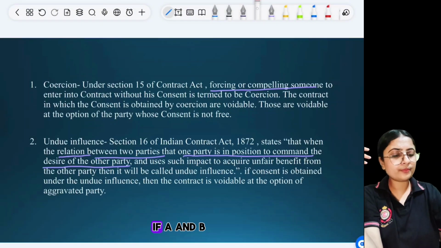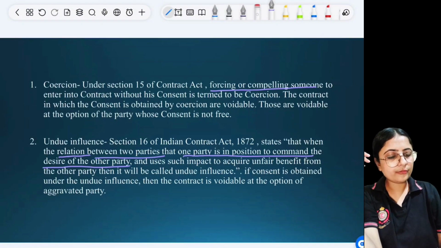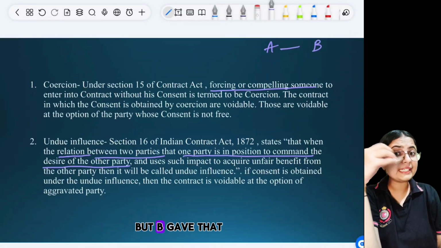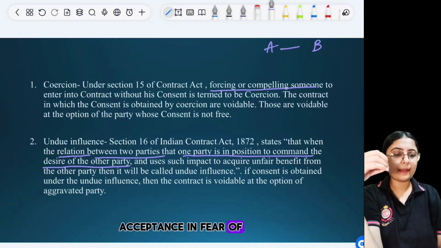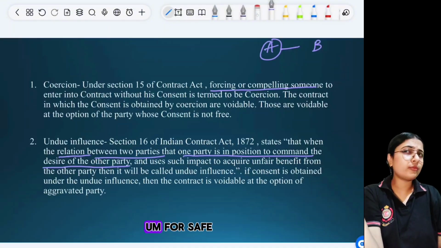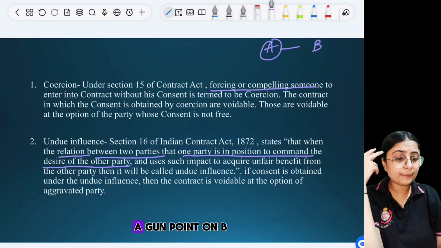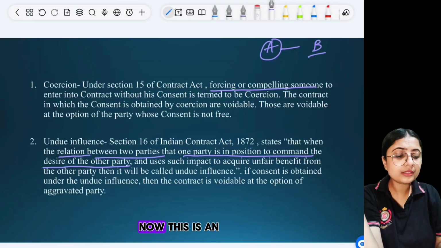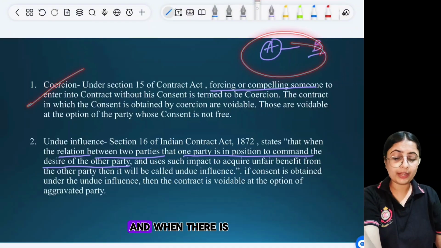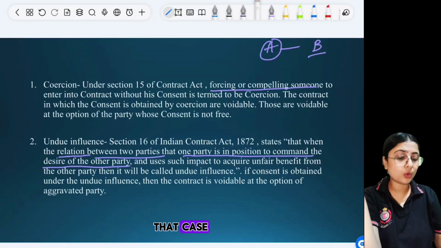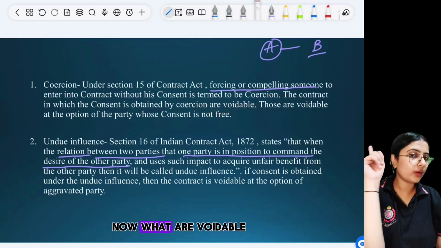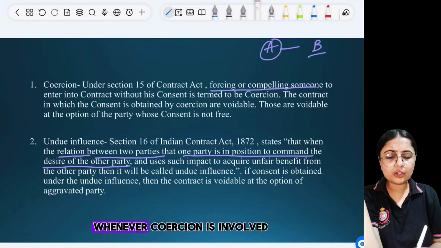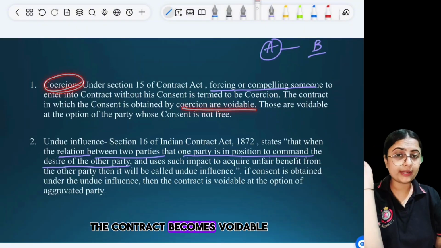Now, for example, if A and B enter into a contract and A has basically given an offer, but B gave that acceptance in fear of A, because say if A has basically placed a gunpoint on B, and due to that fear, B has given the acceptance. Now, this is an example of coercion. And when there is a coercion involved, in that case, the contract becomes voidable. Now, what are voidable contracts will be dealt in the later stage of the class. But now, understand that whenever coercion is involved, the contract becomes voidable.